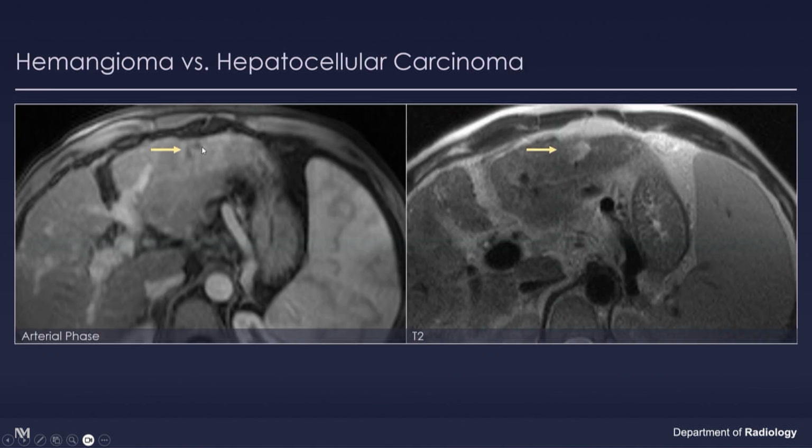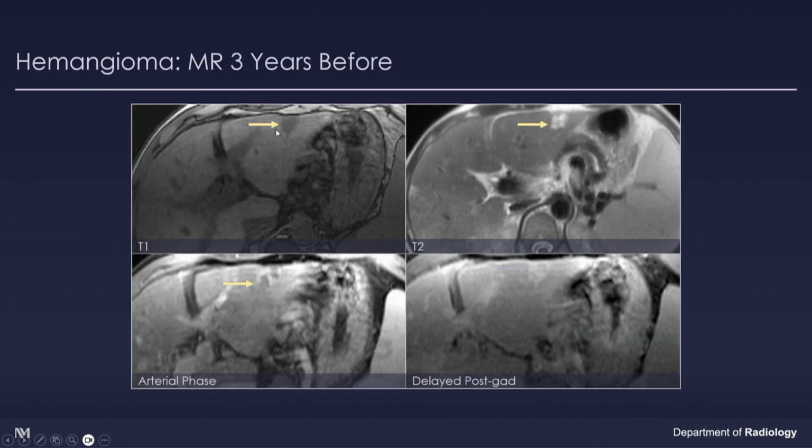How about this one? Hemangioma, HCC. Not voting. This was a hemangioma. Now, why do I say that? Well, in this case, it's nice because we have images earlier. This is 3 years earlier. You can see that it's low signal intensity on T1, high signal on T2, peripheral nodular enhancement that fills in, but more importantly, it hasn't changed in 3 years. So obviously, if it was an HCC, it would have grown.